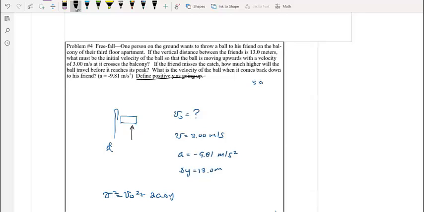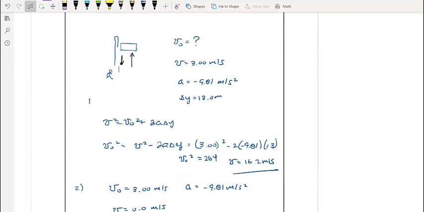So delta y is positive. Acceleration is negative because gravitational force is pulling it down instead of up. So again, we use this equation to find the initial velocity. Solve for the initial velocity: initial velocity squared is this minus that. You plug in your numbers and take the square root, and because you're throwing it up, we know that we take the positive square root.